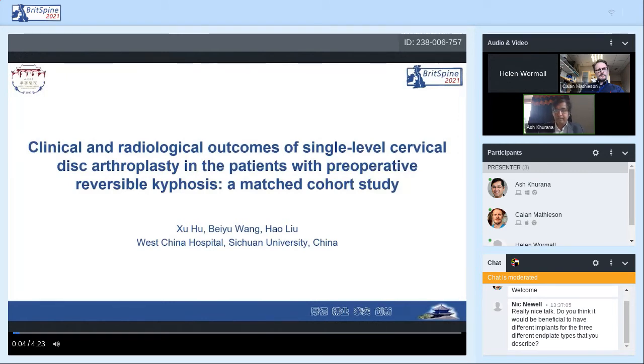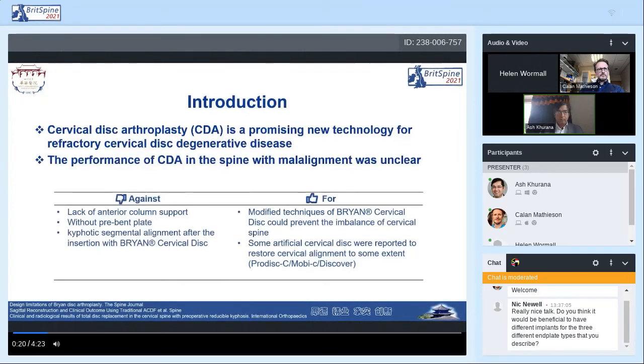Hello everyone, I'm Hu Xu from West China Hospital. My topic today is clinical and radiological outcomes of single-level cervical disc arthroplasty in the patient with perioperative reversible kyphosis, a matched cohort study. CDA is a promising new technology for refractory cervical disc degenerative disease, but the performance of CDA in the spine with malalignment was unclear.